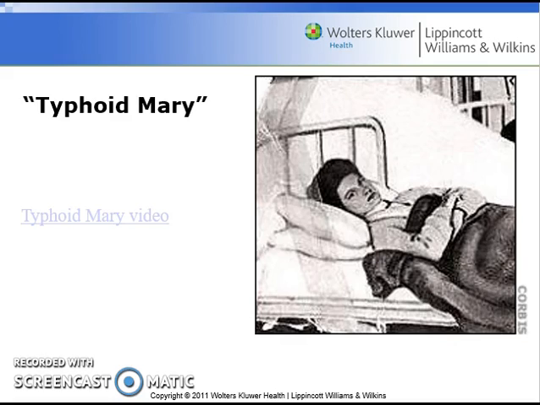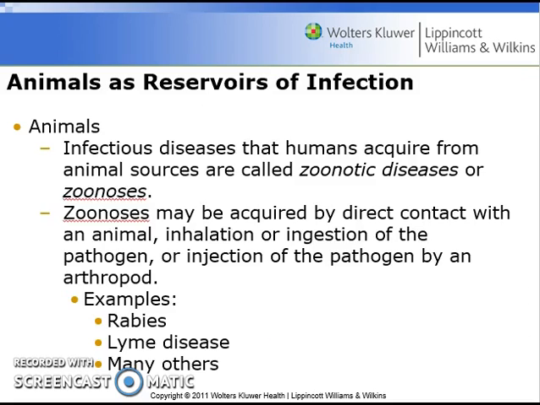So that's the story of Typhoid Mary, and she was among the first individuals to be classified as what we know today as a carrier, and she represents the ideal carrier example. So an example of a human living reservoir of infection. Now, aside from humans, animals also serve as reservoirs of infection.